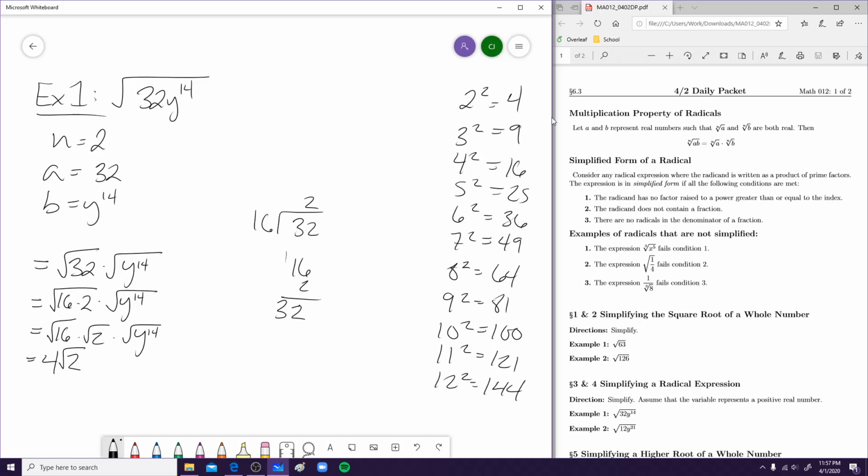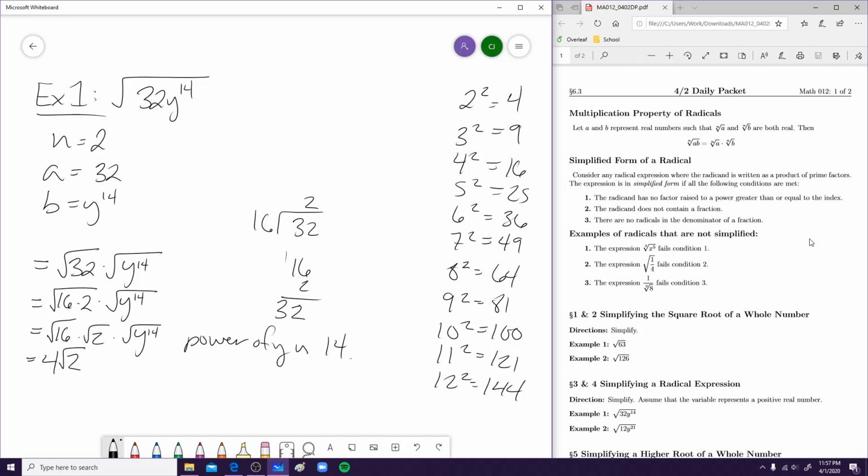Now let's look at the square root of y to the 14th. Recall the first condition for the simplified form of a radical: the radicand has no factor raised to a power greater than or equal to the index. The index is n. What is the power of y to the 14th? The power of y is 14. But we don't want the power to be greater than or equal to the index, and 14 is definitely greater than 2. So that tells us that we can simplify y to the 14th.